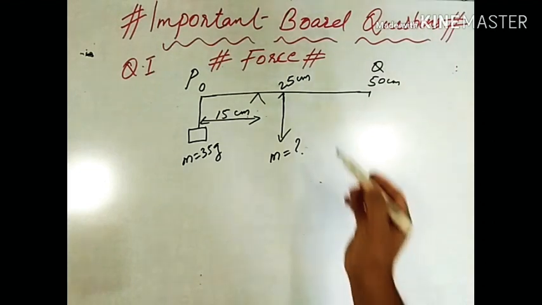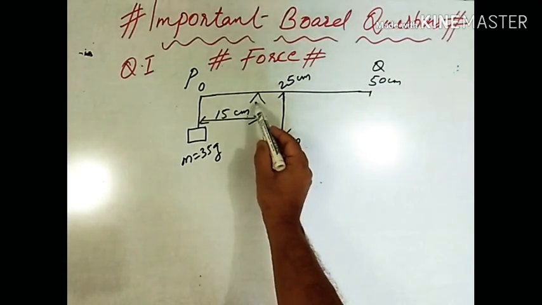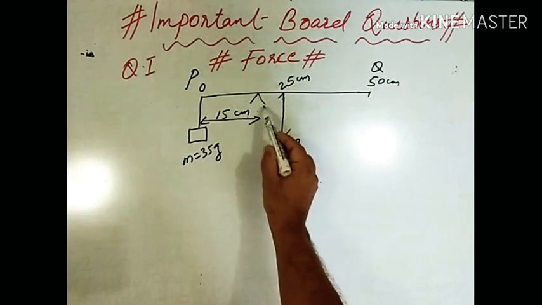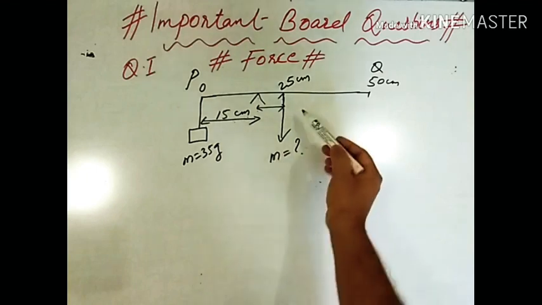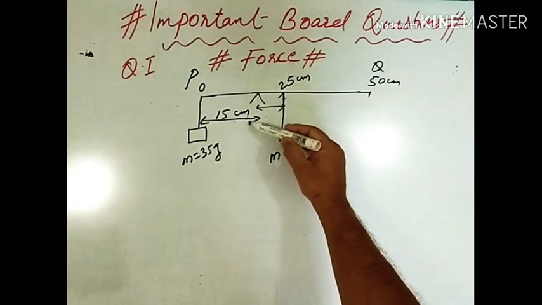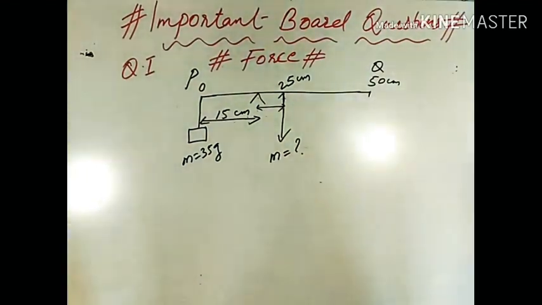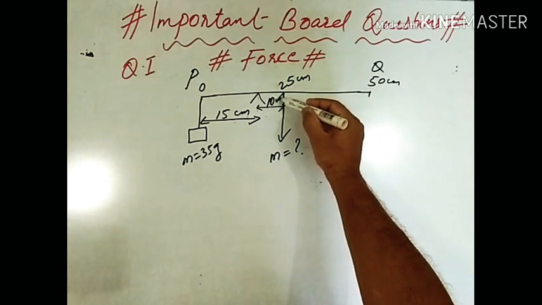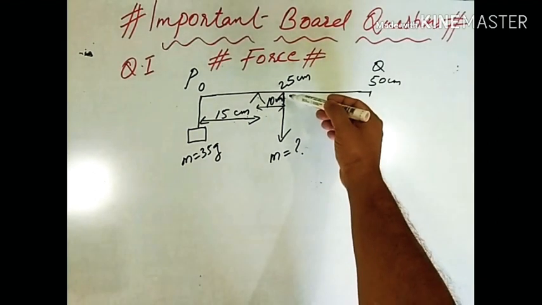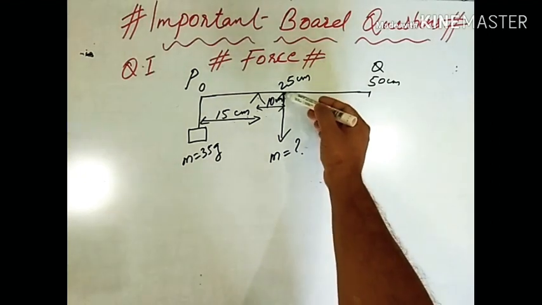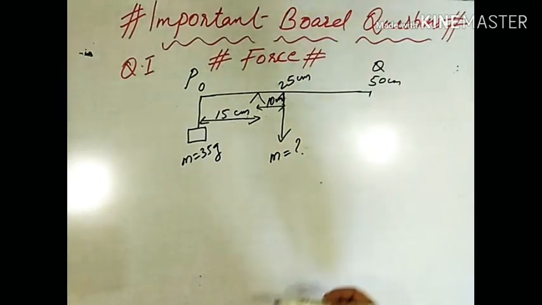Now, what is the distance between the knife edge and the mass of the meter scale? This is 15, so it will be 25 minus 15, that is 10 centimeter. So we have marked all the distances. Let the mass of the meter scale be acting at the center of gravity at the 25 centimeter mark.